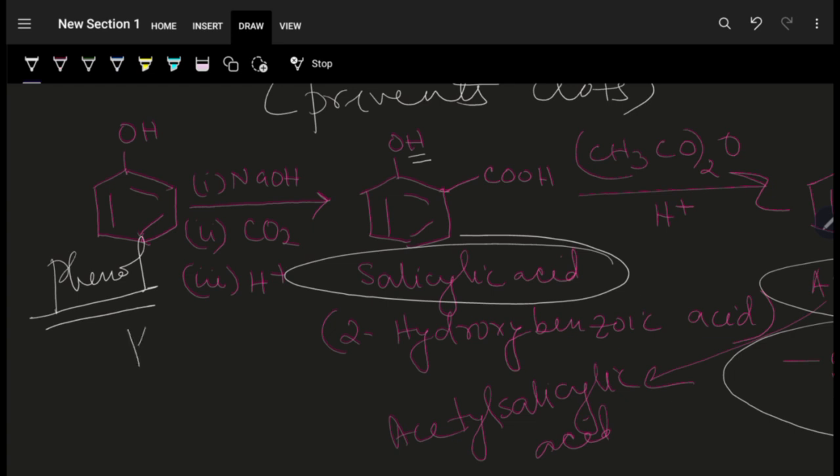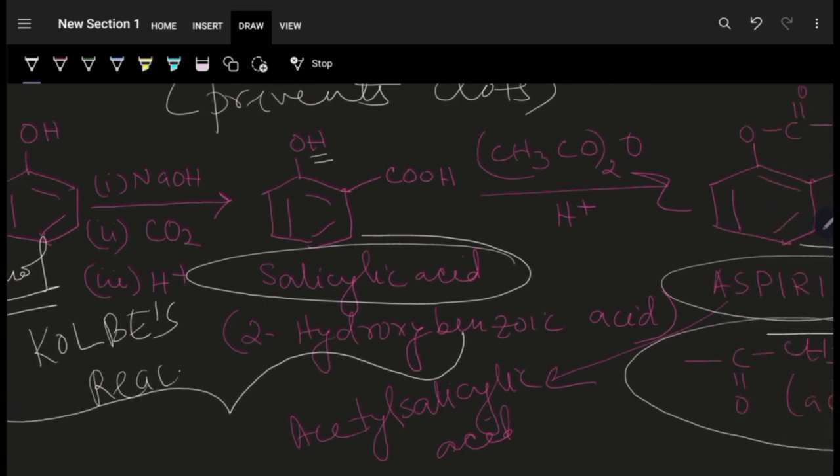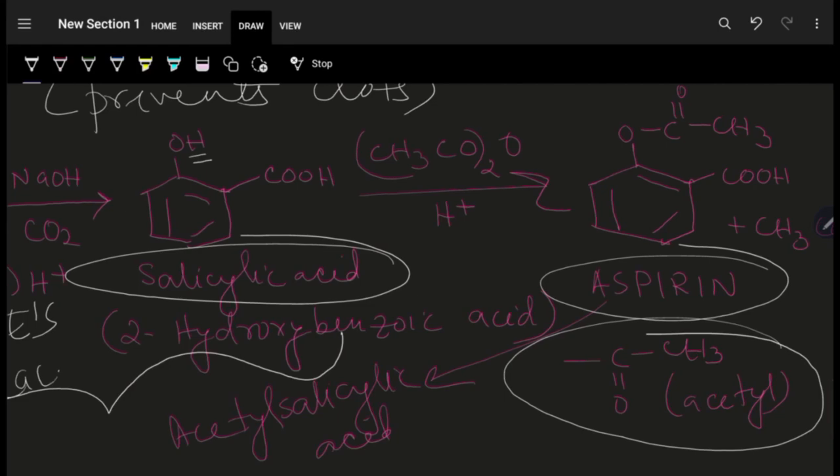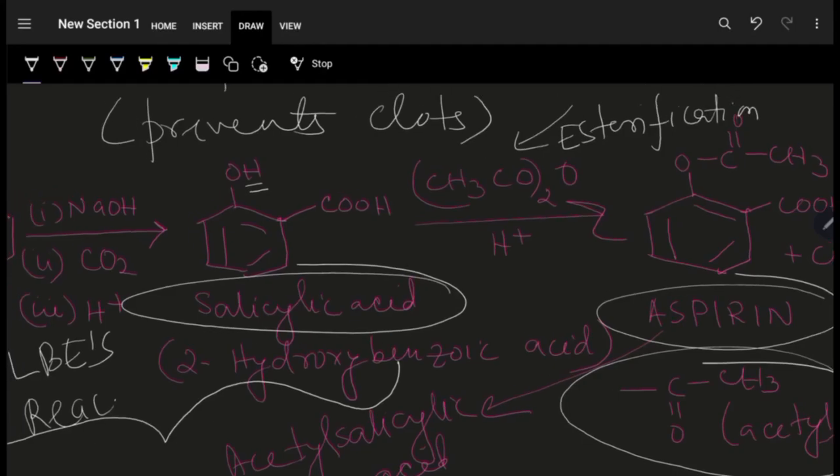So this reaction is known as Kolbe's reaction, not the entire reaction, only this much is Kolbe's reaction. After Kolbe's reaction, this reaction is known as the esterification reaction. So first is Kolbe and then is esterification, in order to obtain aspirin.